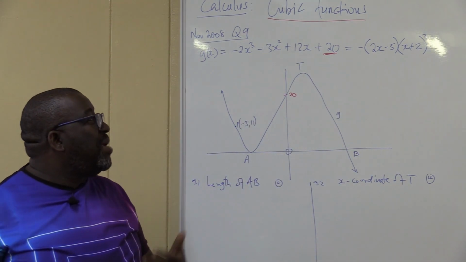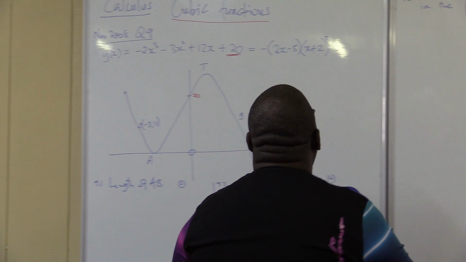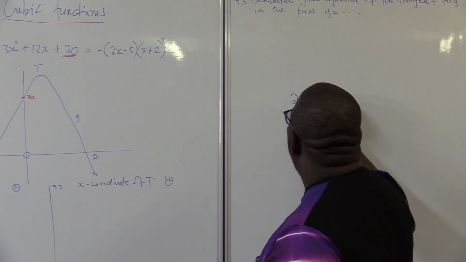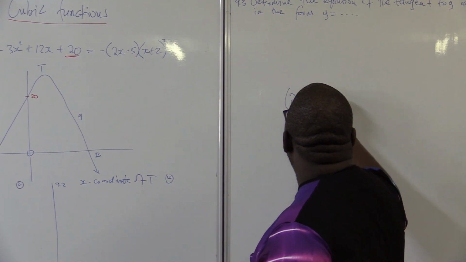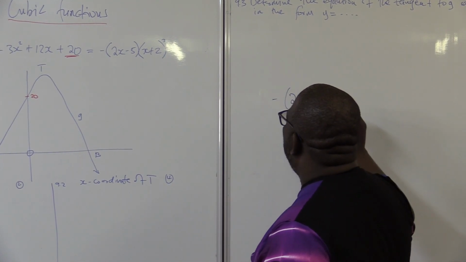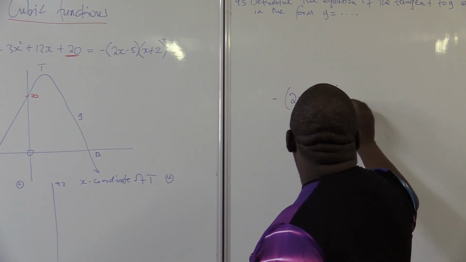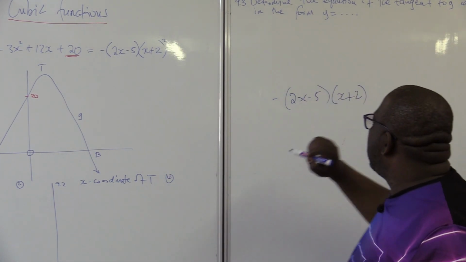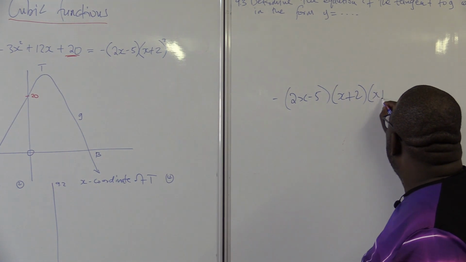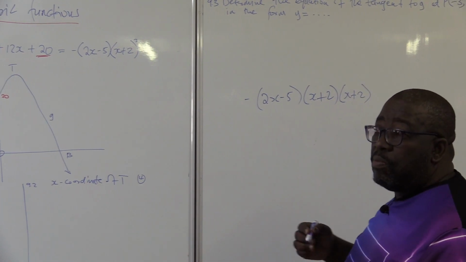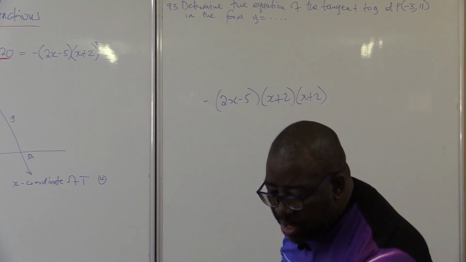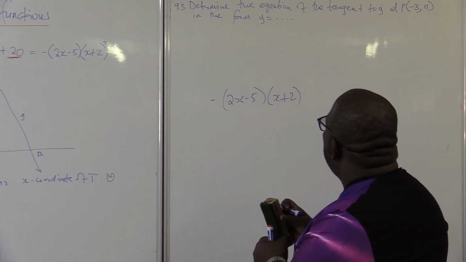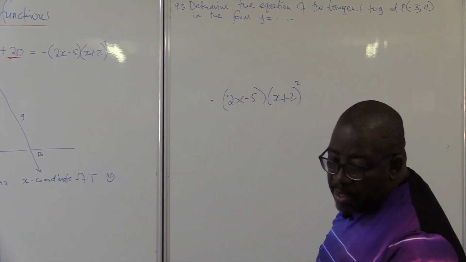Now, what is this saying to me? If I have something like this, let me just put it this side. If I have 2x minus 5, let me just put it as it is so that we'll understand where everything comes from. Into x plus 2. What does this squared mean? It simply means another x plus 2. That's what it actually means. So we've got 2 equal roots this side. Right? Let me just leave it as squared.